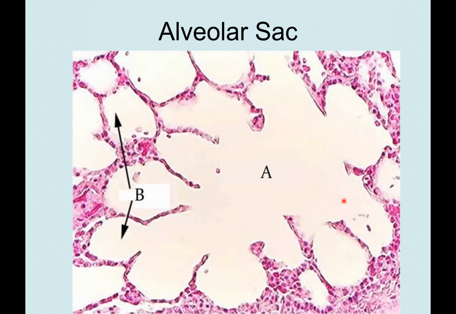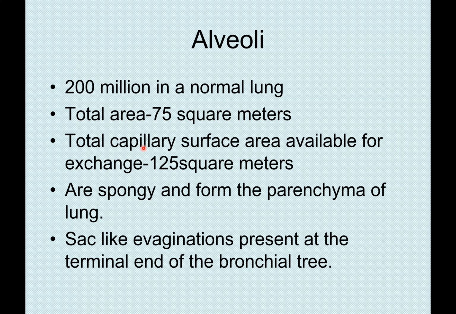So we've already seen this. This is the alveoli. These are the respiratory bronchioles. Looking at the alveoli, we said we have about 200 million in a normal lung. So that is why, with the least amount of air you breathe, you will be able to utilize that air very, very well.